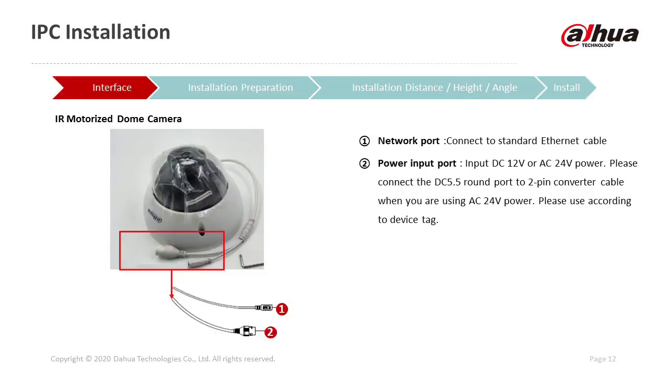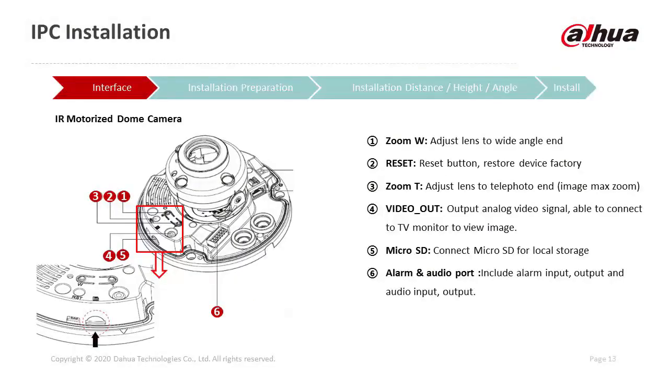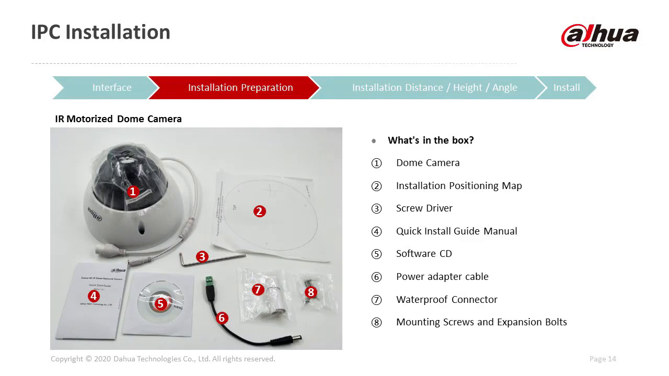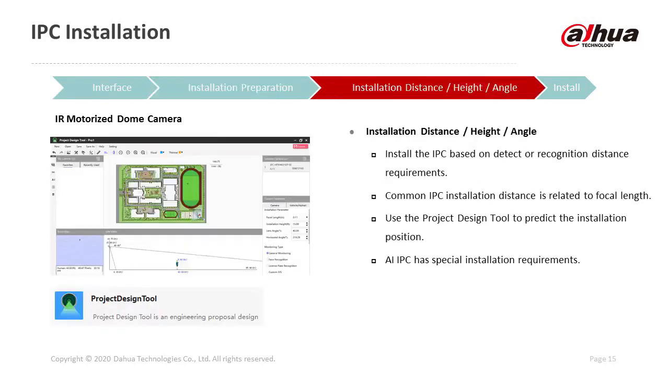The installation of the dome camera is a little different from the bullet camera. Generally, the external ports include network and power input ports. The internal interface includes zoom, reset, video output, SD card, alarm and audio ports. Check the components in the box. Install the camera based on detection or recognition distance requirements.